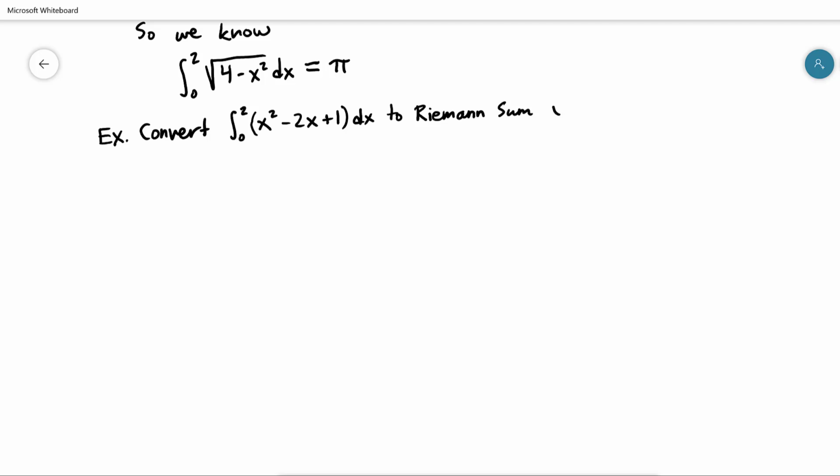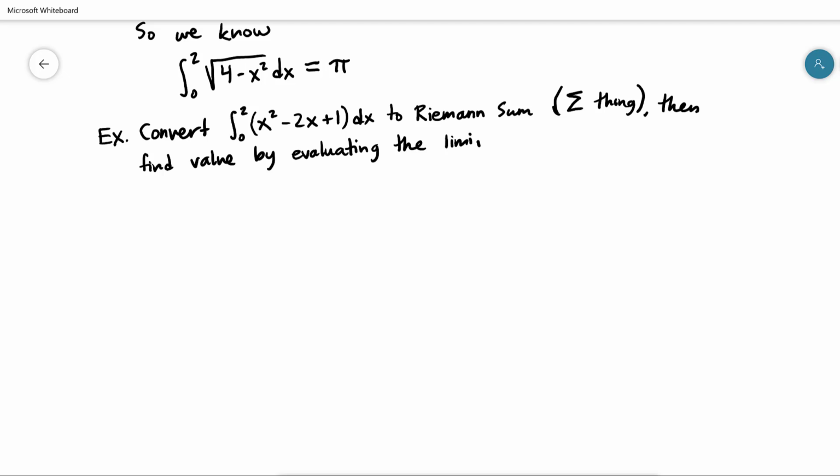And all I mean by a Riemann sum is this thingy. The normal sum, that little spiky backwards E looking thing, or backwards 3, I guess. And then actually compute the answer, so find the value by actually evaluating the limit. So this is the way that when calculus was first invented, this is the way that it was approached. Exactly how we're going to be doing this.